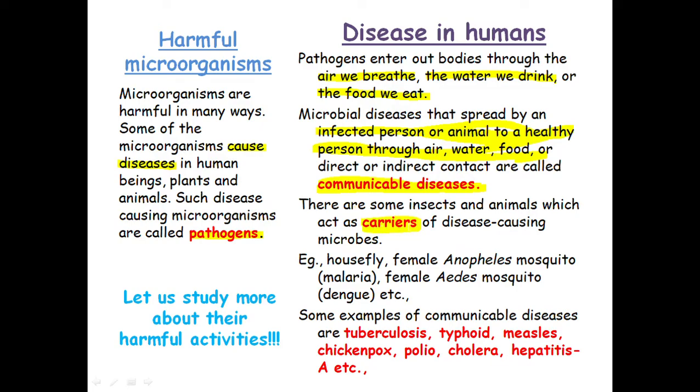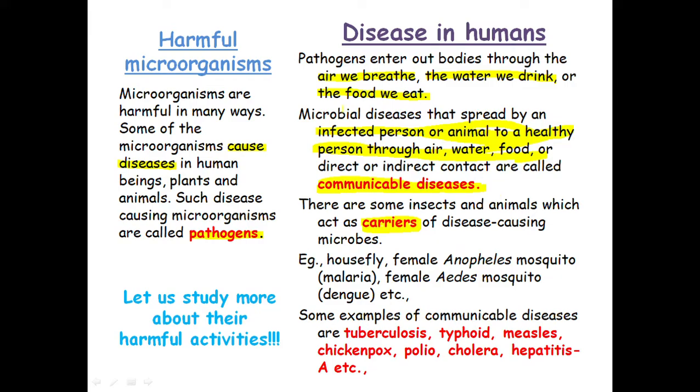There are some insects and animals which act as carriers of disease-causing microbes. These microbial diseases not only transfer into our body through air, water or food, they are also transferred through some carriers. Carriers may be either insects or animals, or a human may also be a carrier.